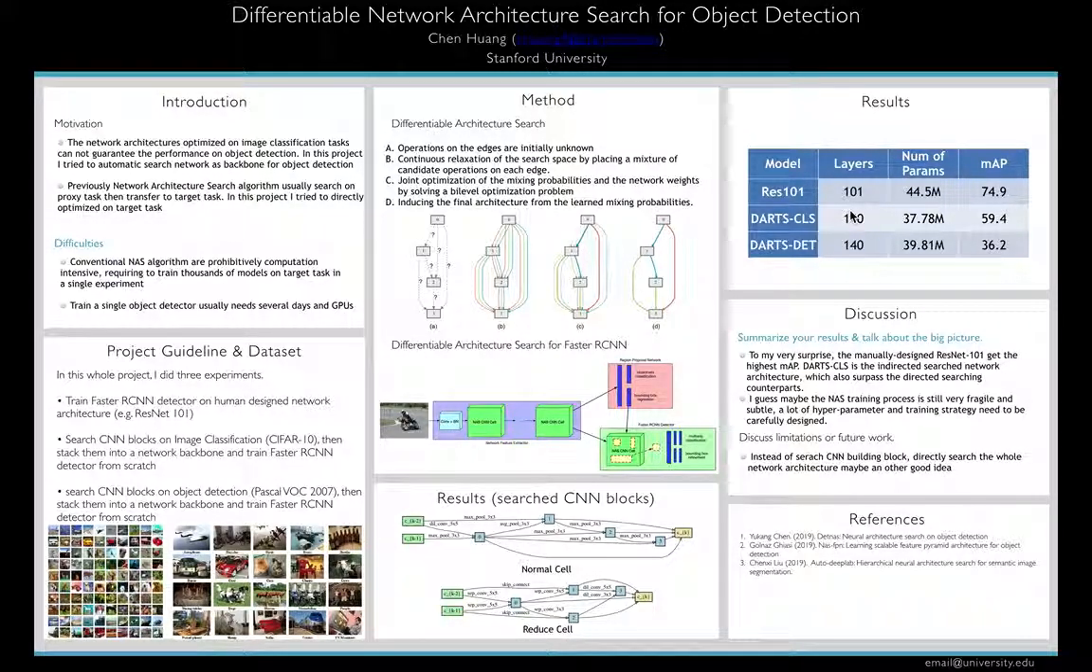So in the future, another direction is that instead of searching a CNN building block, we can directly search the whole network architecture.